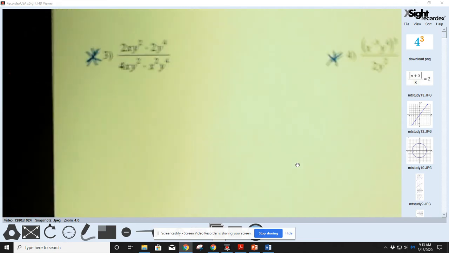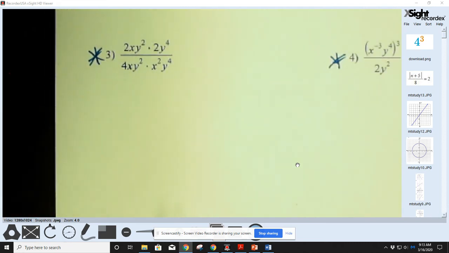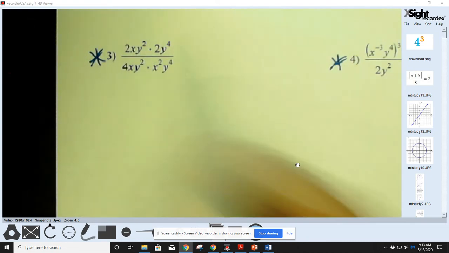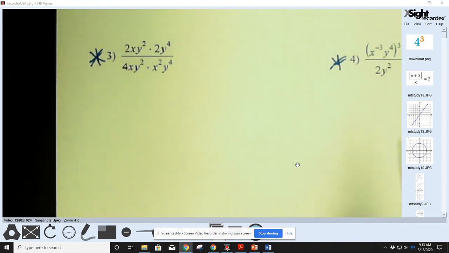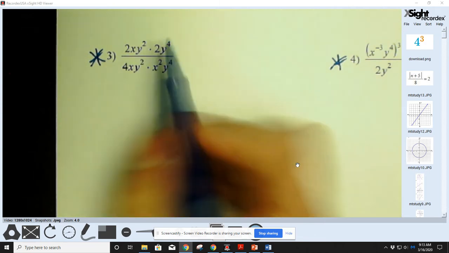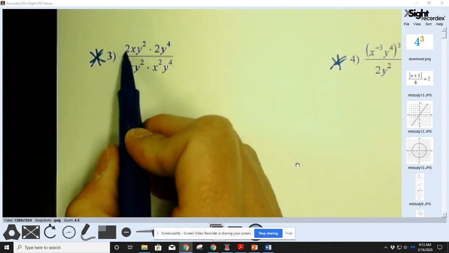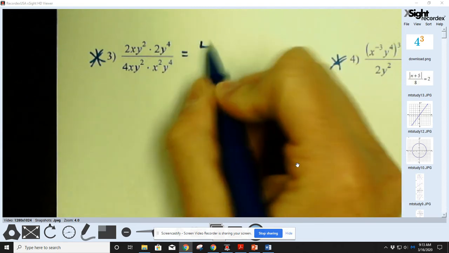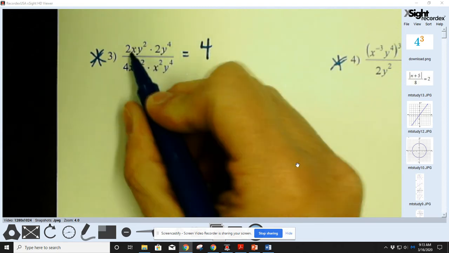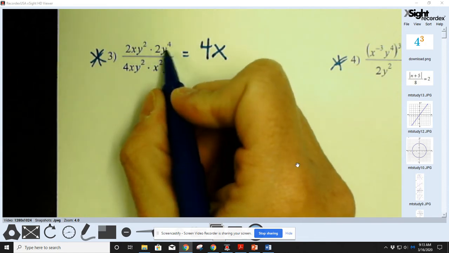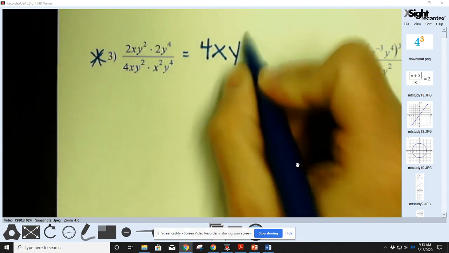All right, I'm going to skip down to number 3. Now, number 3, there's not any parentheses. So if there's not parentheses, you just want to simplify the top, simplify the bottom. Then you can use the quotient rule after that. So on the top, it's a multiplication problem, so I'm going to use the product rule. So 2 times 2 makes that 4. X, well, that's the only one, so I'm just going to keep it. My y's, I add the exponents, so y to the 6th.